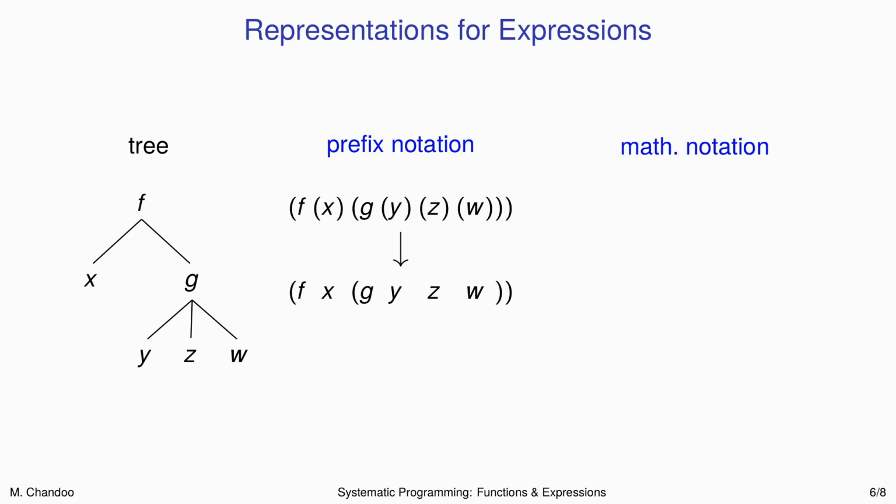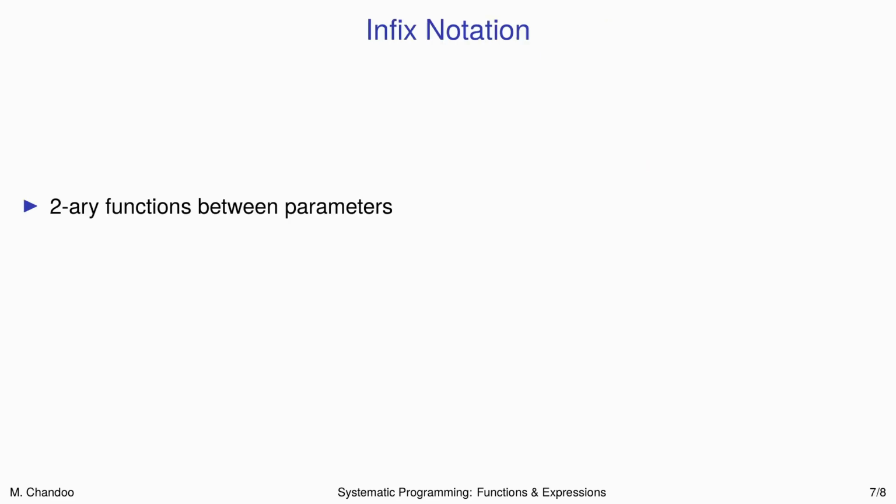Next, we consider how to go from here to the mathematical notation. First, we copy the prefix version. Then we swap the labels with their left parentheses. And we add commas between the children. And finally, we remove the spaces. This is probably the most widespread notation used for expressions in programming languages nowadays.